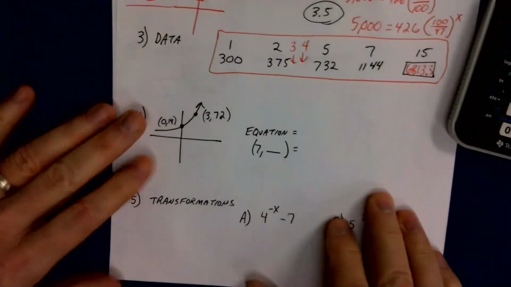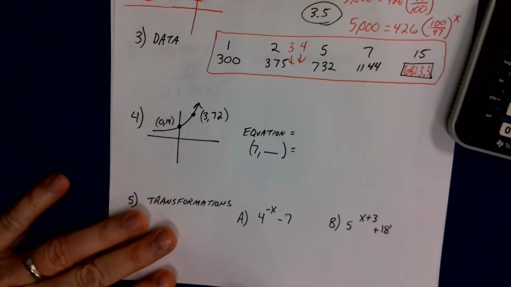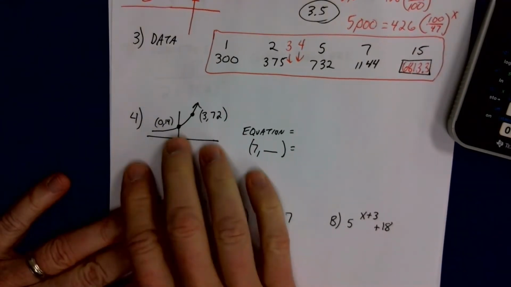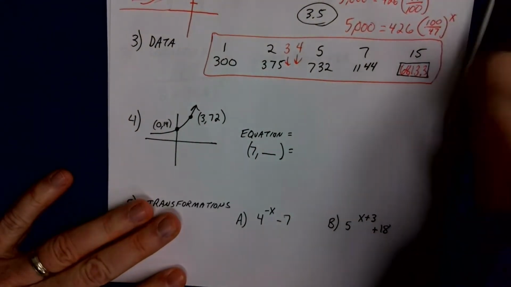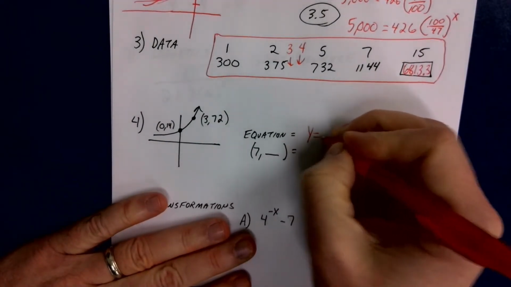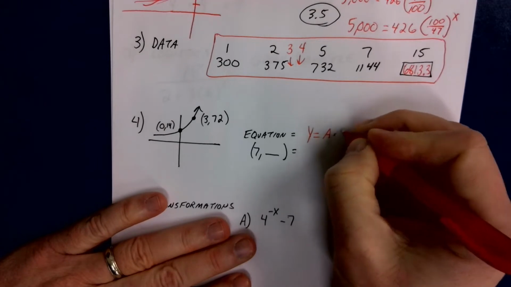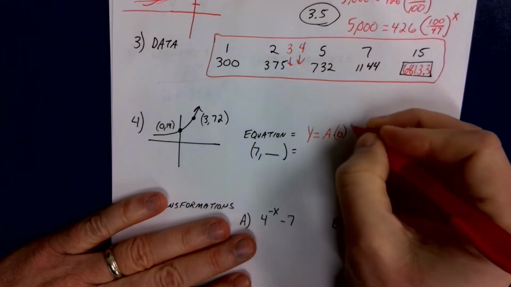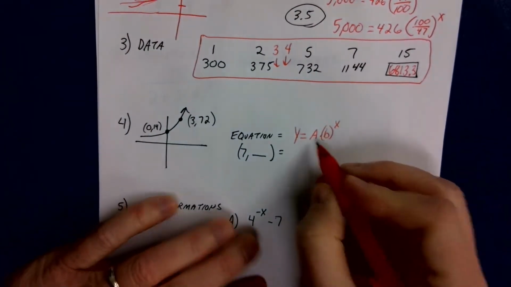Okay. So, how do I get an equation just if I have a graph? Well, let's try and remember again exactly what the equation looks like. The equation is always y equals a times b to an x power. A is the starting point.